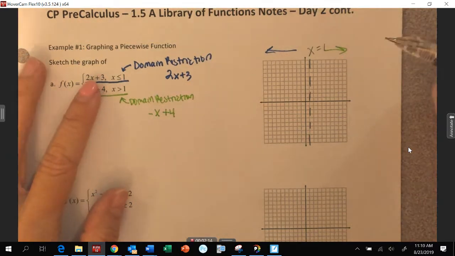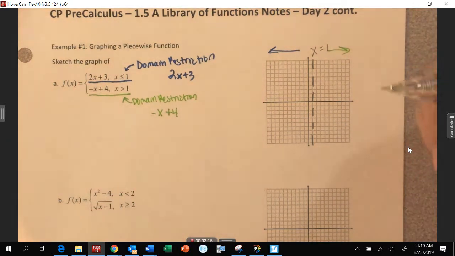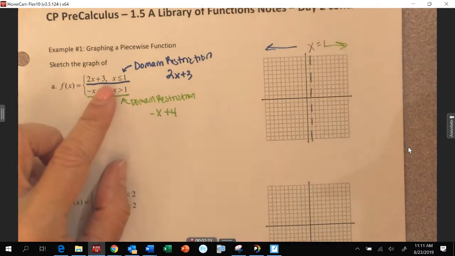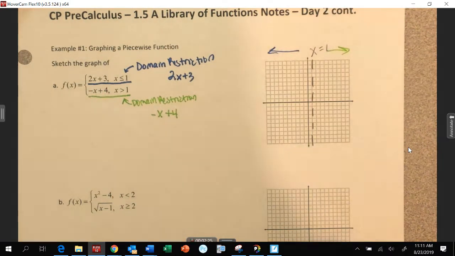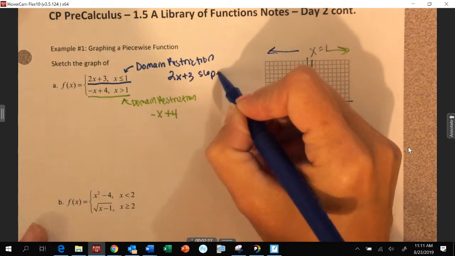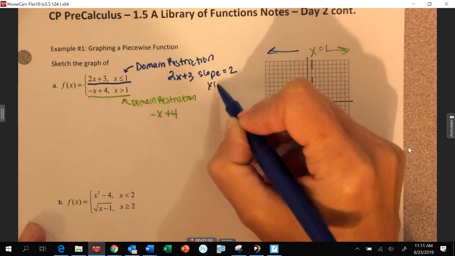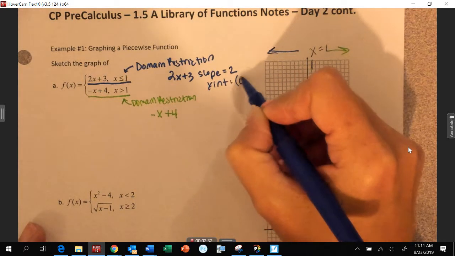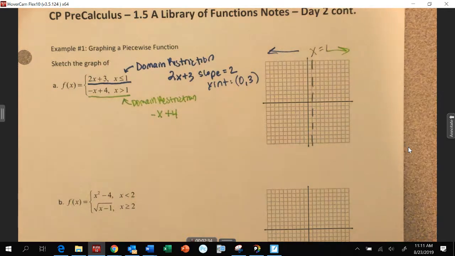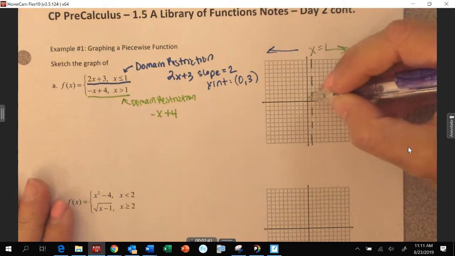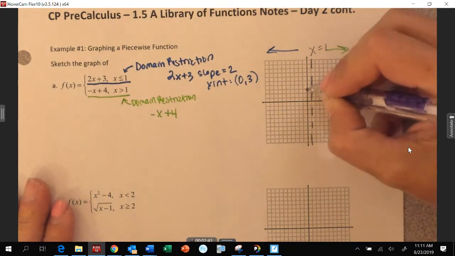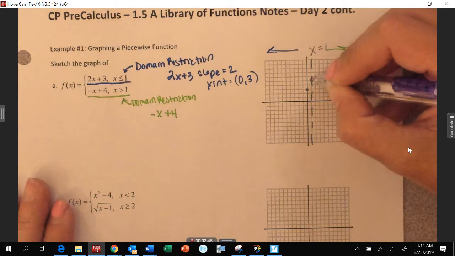Now there are different ways that you can graph. I'm going to show you different possibilities. One way that you could graph would be just using, if it's a line, slope and y-intercept. So for this blue one, the slope is 2, the y-intercept is 0, 3. So I will begin at 0, 3. This is where I'm going to use my pencil and then later color it in pen when I'm happy that I did it right. 0, 3, I'm going to put a point, and then up 2 over 1.